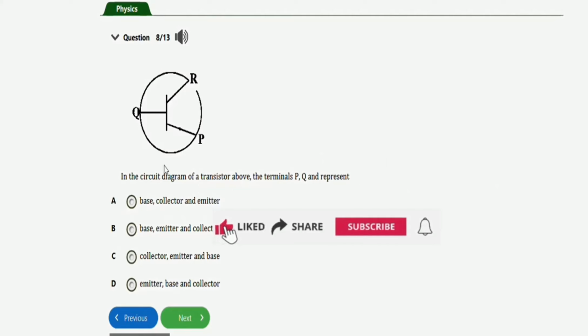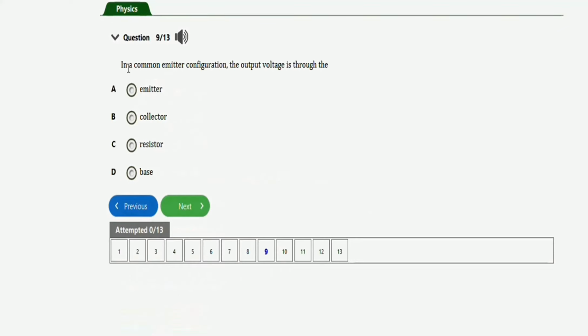So this question says in the circuit diagram of the transistor above, the terminals P, Q, and R represent. We have already answered this question. They represent emitter, base, and collector. The right option here is option D. Next question says in a common emitter configuration, the output voltage is through the... The right option here is option B, which is collector. Take note of this question, guys.